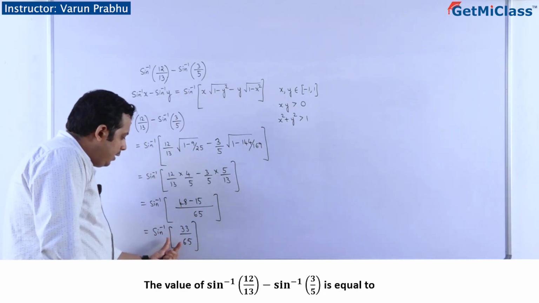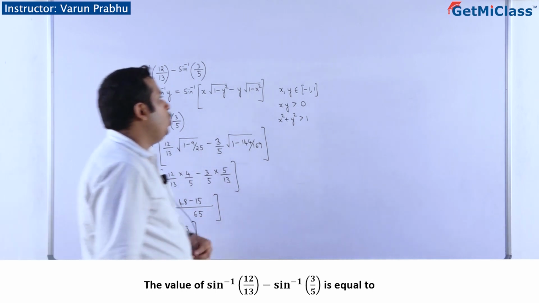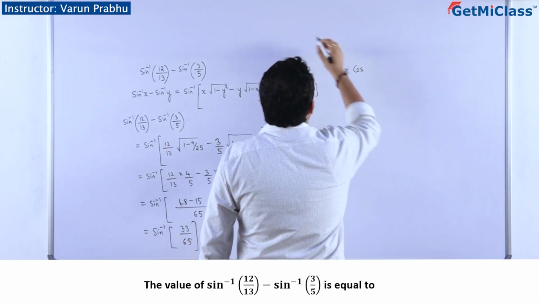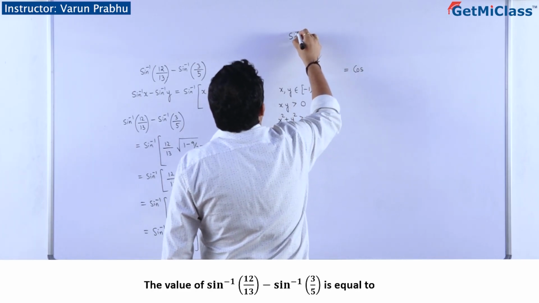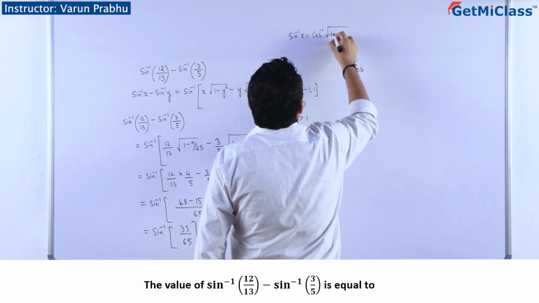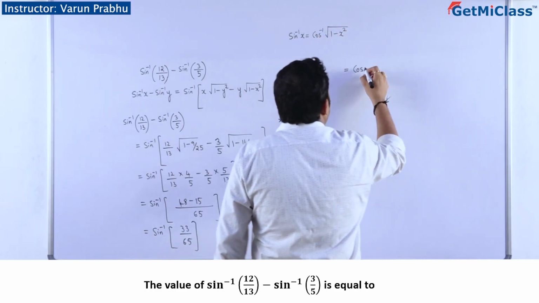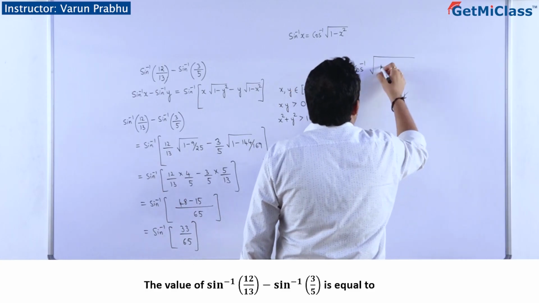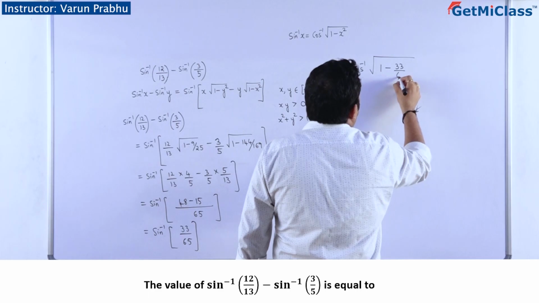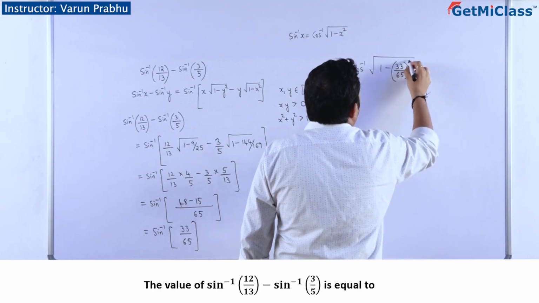But if you look at this part, there is no option as such. So I can write sine inverse of x as cos inverse of root over 1 minus x square. Is it not? So cos inverse of square root of 1 minus x square, so 33 divided by 65 the whole square.